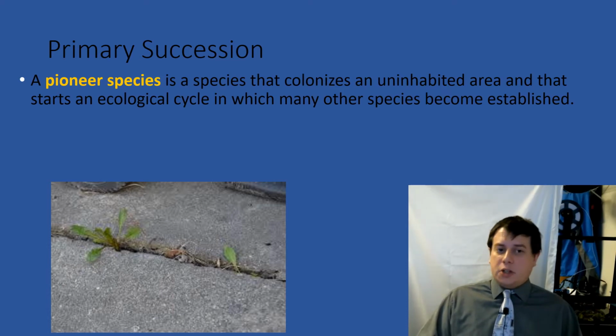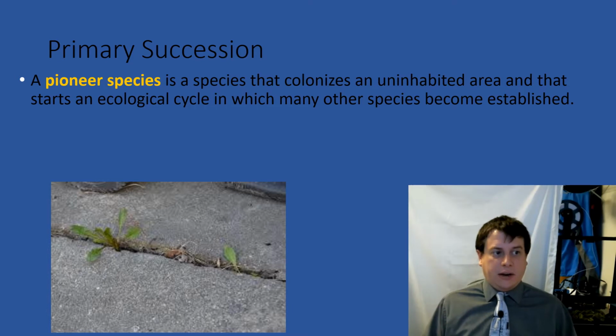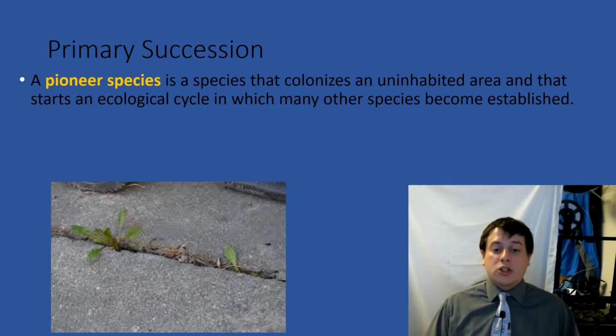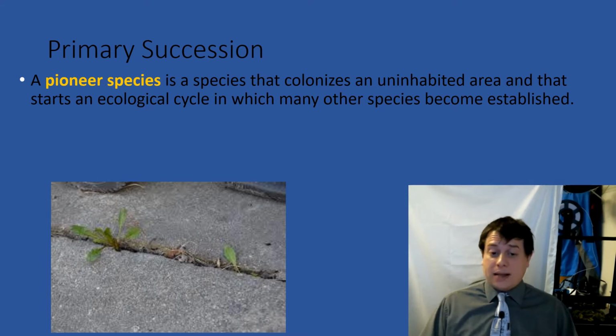But a pioneer species is any species that can grow in an uninhabited area that starts an ecological cycle where other species may become established. So previously, what I just showed you, the previous two pictures, those were lichens and mosses. Those were pioneer species. But in some cases, this can be grasses as well.